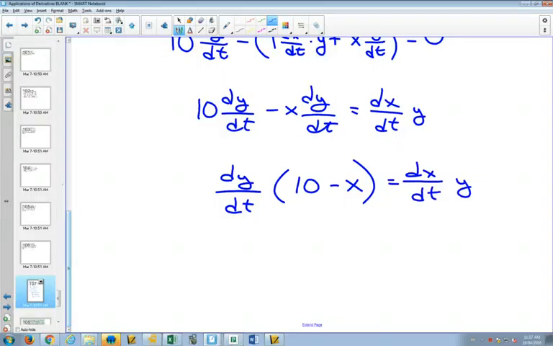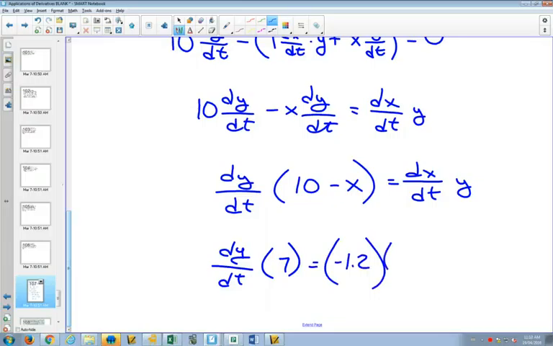Now we want to find out how fast the shadow is decreasing when x is 3. So now when we plug in x is 3, dx/dt we knew was negative 1.2, and we need to find out what is y when x is 3. Another thing that we have yet to find out is what's the value of y when x is 3.